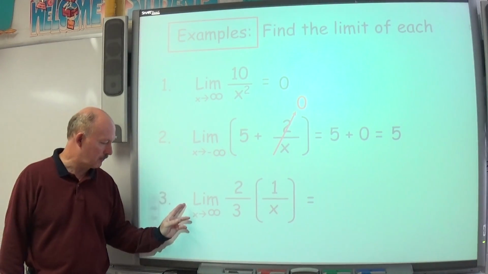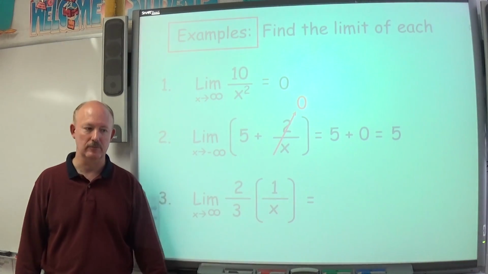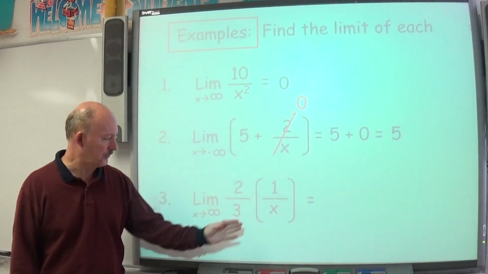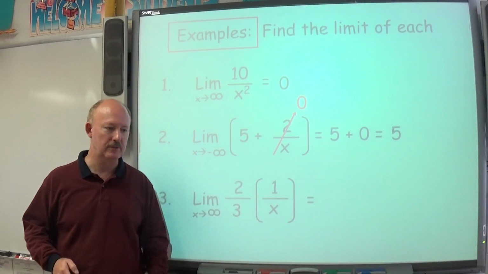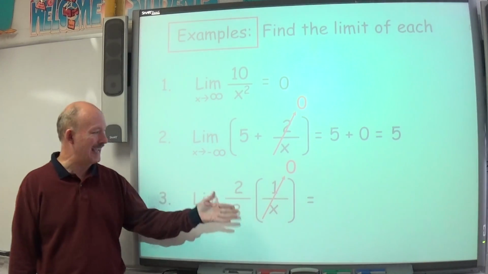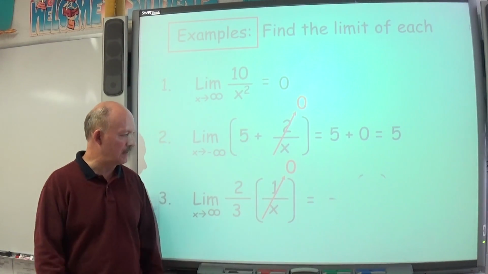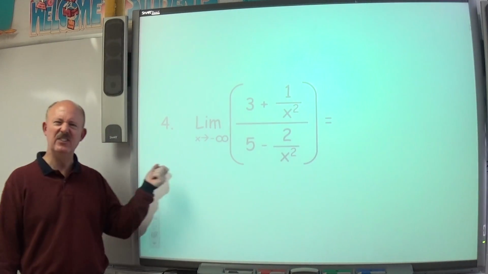Okay, what about this one here? What about the limit as x approaches infinity of 2/3 times 1 over x? Well, once again, the bottom of the fraction is getting bigger, so the fraction itself is approaching 0. So we say 1 over x is 0 as x approaches infinity. So you end up here with 2/3 times 0, which is 0. All right.